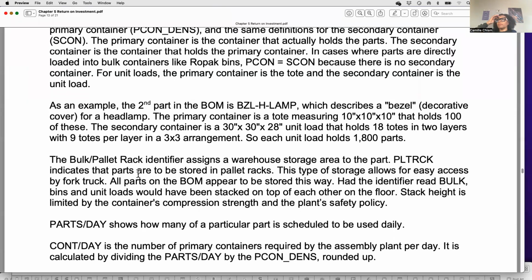This bulk pallet rack identifier, so a lot of these companies have warehouse management systems or WMSs, and the WMS will tell them, based on how much inventory they have, based on the part, they will be dedicated to certain areas of the warehouse. So maybe these really big bins, they know they can only fit them on the bottom row of any rack.